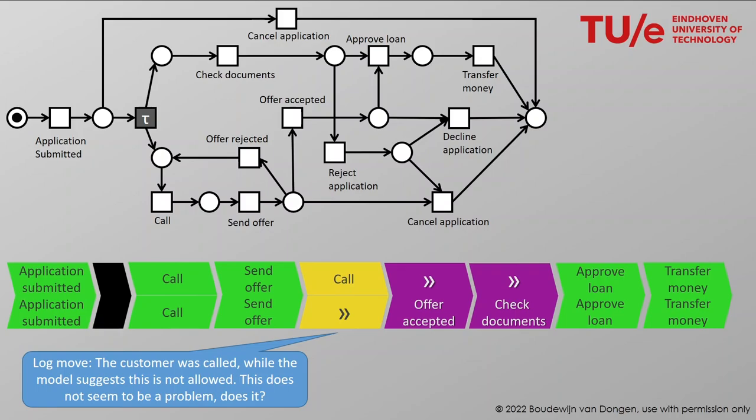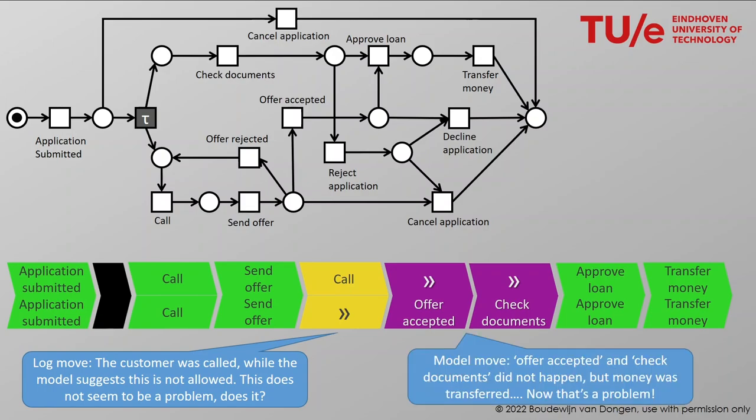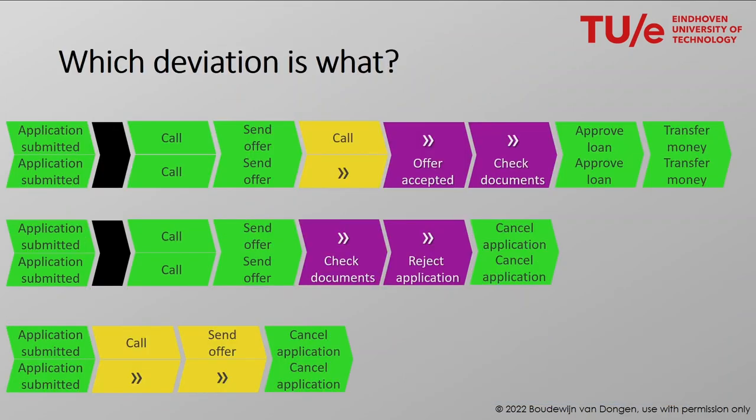So you want to look at these alignments and really investigate this in detail and try to find a physical explanation. You have offer accepted and check documents that did not happen according to our log, but money was transferred later. So we already discussed yesterday that this is a real problem, right? So you always look into the details of these alignments.